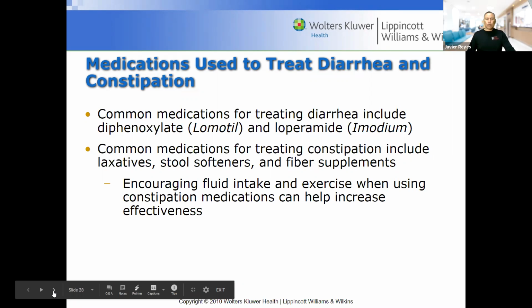Loperamide or Imodium is an antidiarrheal. Some people take it, but again, I usually encourage people to just let the diarrhea run its course as long as you're hydrated. But if it becomes a problem, like you always have it, then you might want to see a doctor or take at least one of these once a day.